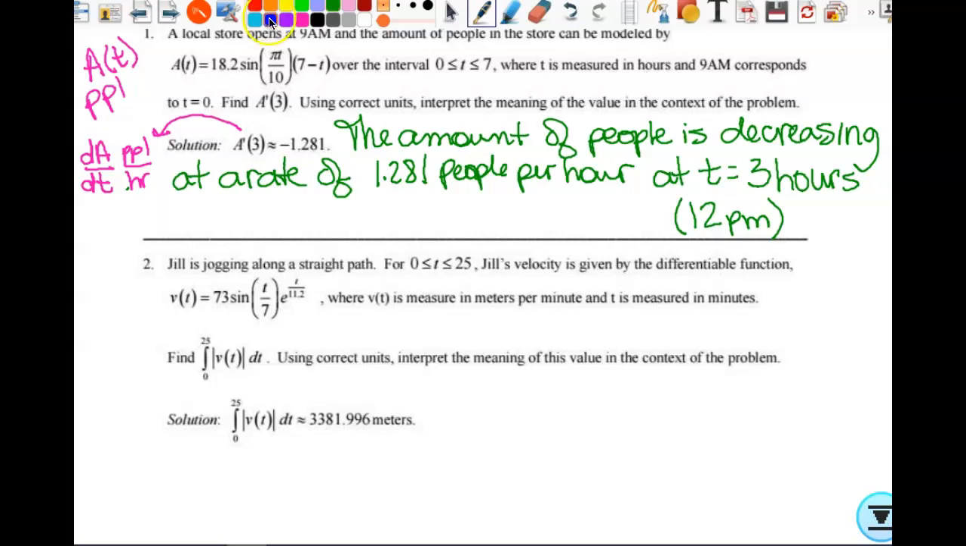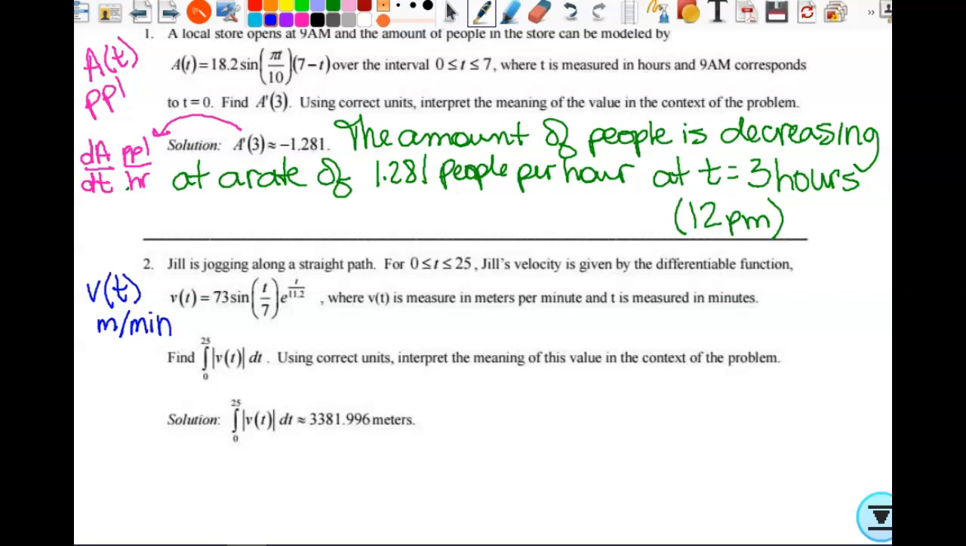Let's look at this one. Jill is jogging along a straight path. For t being between 0 and 25, Jill's velocity is given by this function. V of t is measured in meters per minute. So I'm going to write out to the side here for me, V of t is meters per minute. Keep up what the heck is going on. Using the correct units, interpret the meaning of this value in the context of the problem. So we actually found this integral.